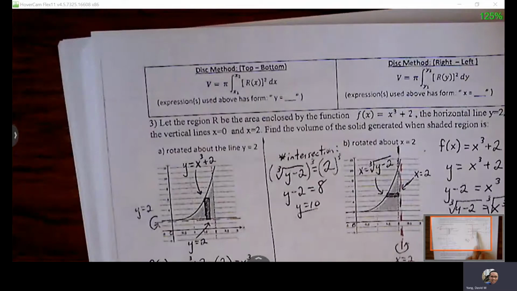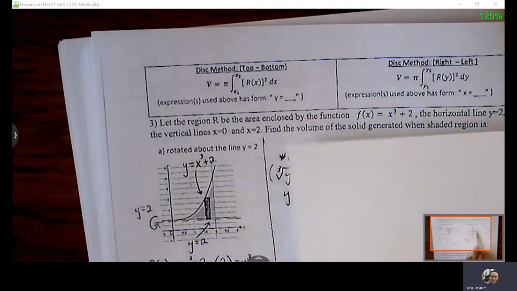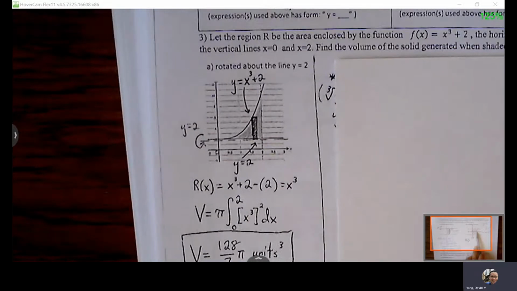Yeah, guys, make sure that y equals 2 is a horizontal line, x equals 2 is a vertical line. Okay, so I saw some students swapping it. But if you made that mistake, then just continue with what you were doing and then just switch over to the horizontal for part B. But part A should be horizontal axis of revolution.